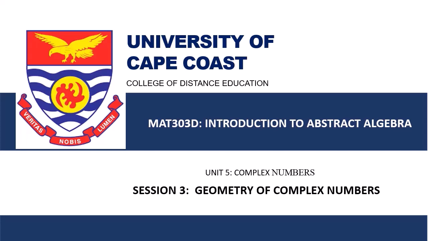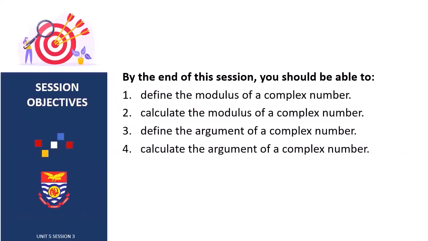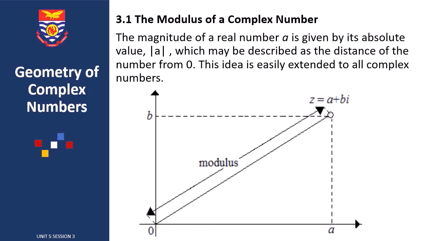In the previous session, we established that complex numbers can be added, divided, or subtracted. In this session 3, we are looking at the geometry of complex numbers. By the end of this session, you should be able to define the modulus of a complex number, calculate the modulus of a complex number, and define the argument of a complex number and calculate the argument of a complex number.